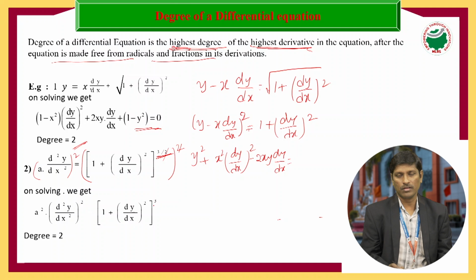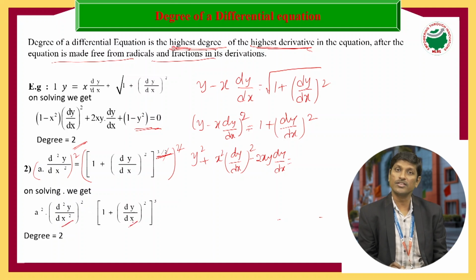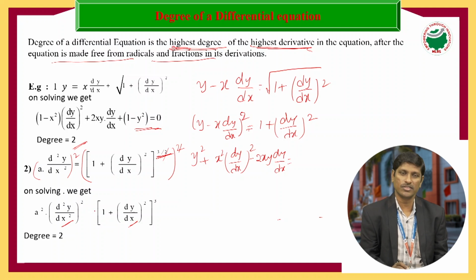Now we need to write the order as well as the degree of this particular equation. Which is the order and which is the degree for this differential equation? For the order, we have d square y by dx square and dy by dx. What we said is order is nothing but the highest derivative. Here d square y by dx square is the highest derivative. So the order is equal to 2.